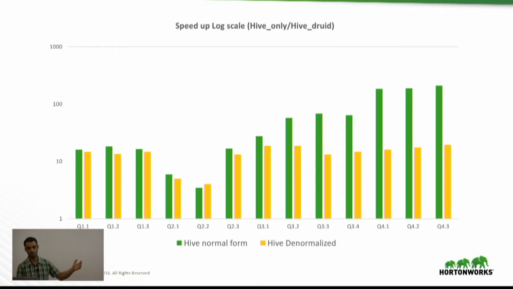What I'm plotting here is the speedup of the query, Hive over Druid. And as you can see here, for the first set of queries, where the join is between two small tables, the good thing is Hive is performing almost as well whether the data is denormalized or not denormalized. And that's because Hive is now able to push a lot of the filters down.